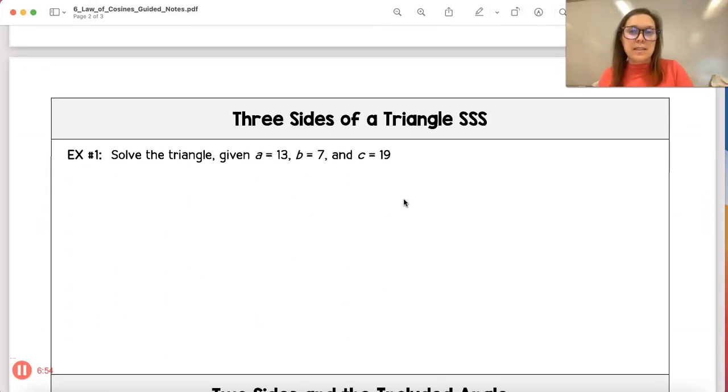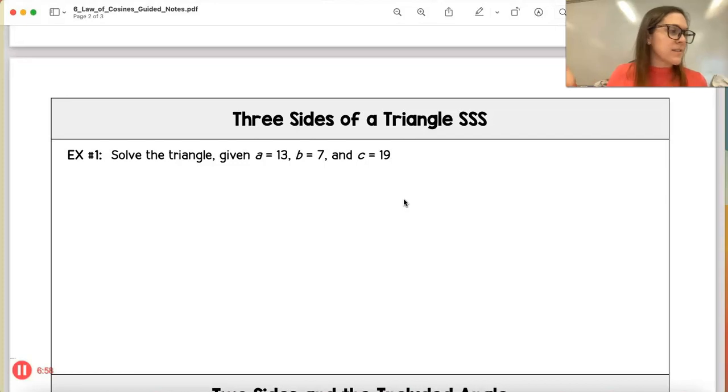All right, so here's our SSS. So given three sides of a triangle. I had a better face. I don't know if Screencast-O-Matic freezes my face or not.